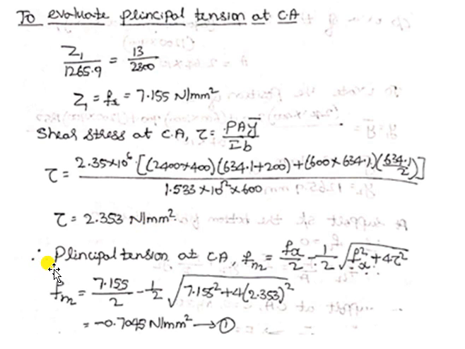Therefore, principal tension at the centroidal axis, Fn2, is equal to Fx by 2 minus 1 by 2 square root of Fx square plus 4 tau square. So substituting the values, we will get Fn2 is equal to minus 0.7045 Newton per millimeter square. So this is the principal tension developed along the centroidal axis.